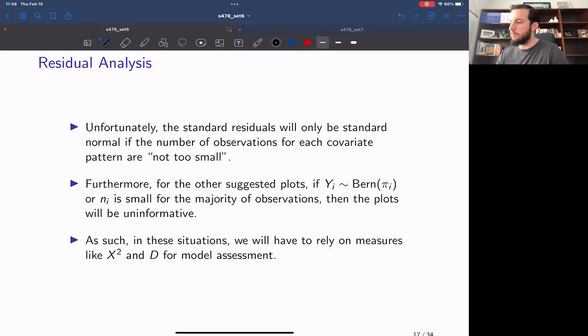I mean, that's pretty much the main point. So basically, if you have a large enough number of trials at each observation value, you can use these plots in the same way. If you do not, you restrict how you can assess the model, is the point.